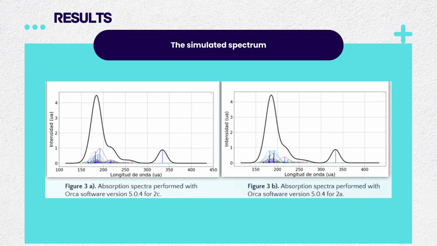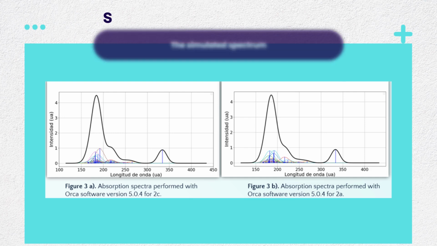Next, the experimental spectra were compared with theoretical simulations obtained using density functional theory, DFT, with ORCA software version 5.0.4. The simulations of compound 2C showed prominent peaks at 215 nanometers, 260 nanometers, and 334 nanometers, while compound 2A showed significant peaks at 216 nanometers, 276 nanometers, and 330 nanometers.